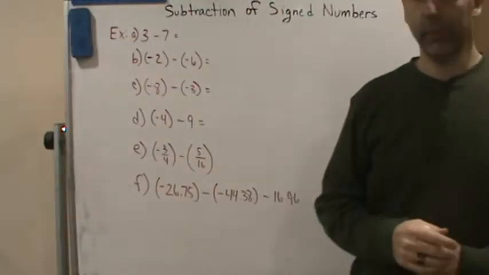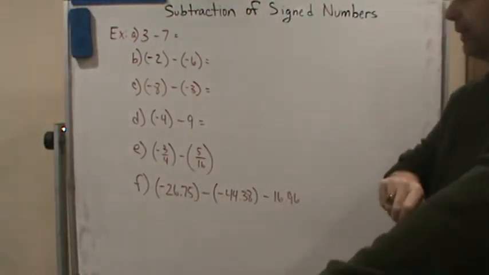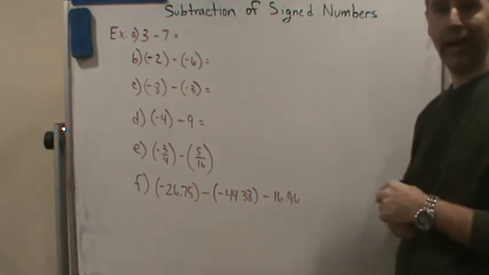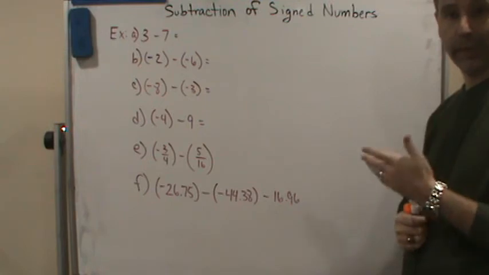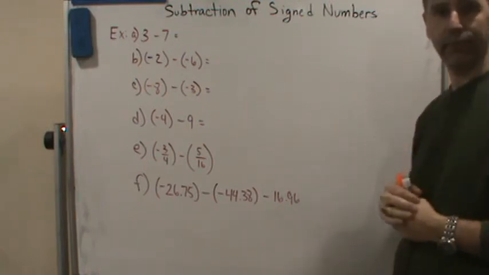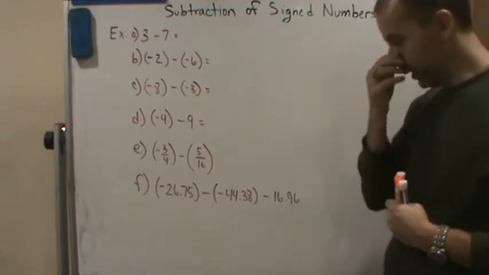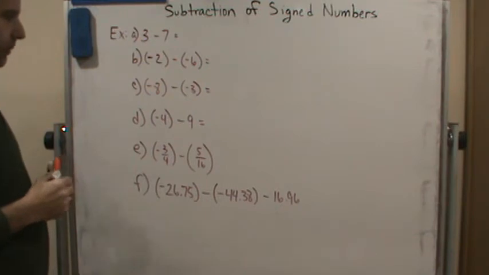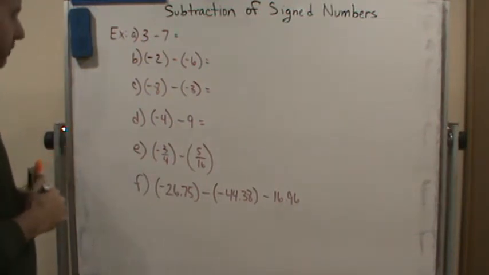Okay, welcome back. Now we're going to do a bunch of examples, and I'm going to show you another model, the chip model again, to show you how we can visualize what's going on here. Again, it's one thing to apply the rules, but also have an idea of why these rules work. Okay, so the first one, again, I'm going to apply the rules, and then I'm going to show you the chip method, or the chip model.